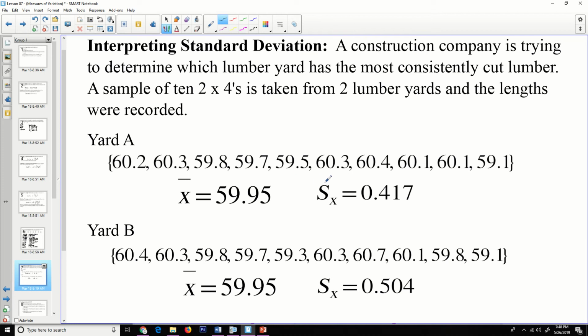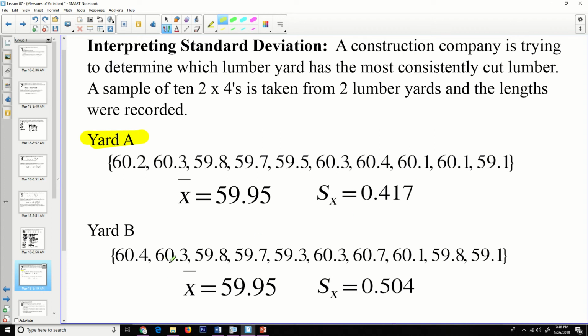But for lumber yard A, the standard deviation was only 0.417, and yard B was 0.504. So what I can interpret from that is, based on this particular sample, the sample for B varies a little bit more than the sample for A. So if I were to be happy with my calculations here, I would probably choose to do my business with yard A, because it has a little less variance than yard B.